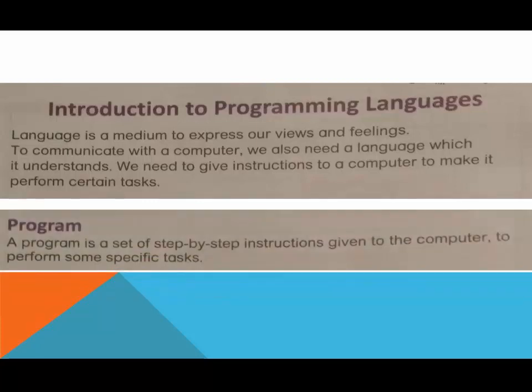That brings us to the concept of a program. A program is a set of step-by-step instructions given to the computer to perform some specific tasks. Okay, a program is step-by-step instructions. That means it doesn't contain only one instruction, it may be a set of instructions. That means a long list of instructions which will make the computer perform certain tasks.